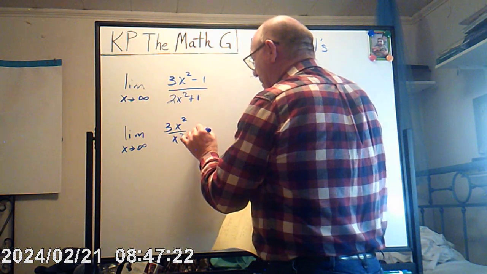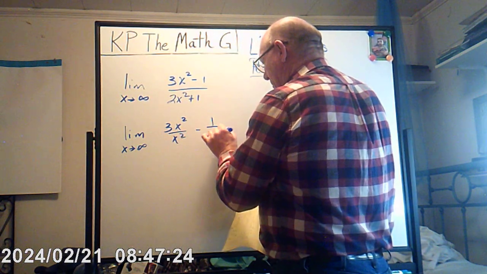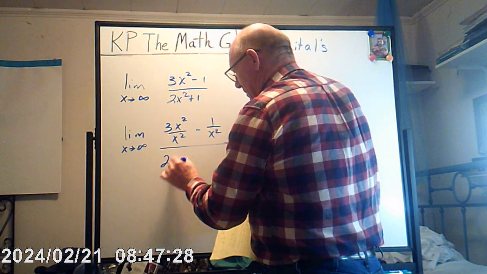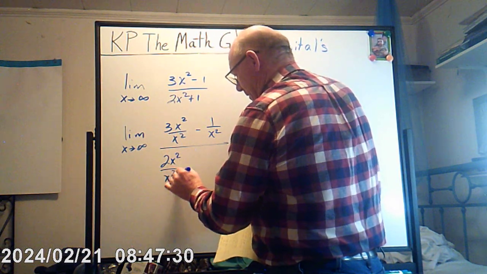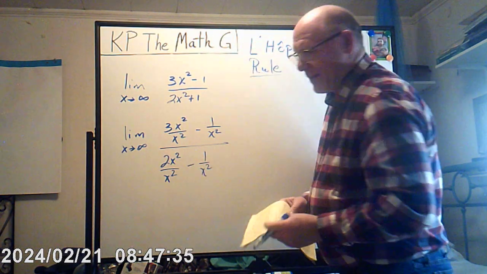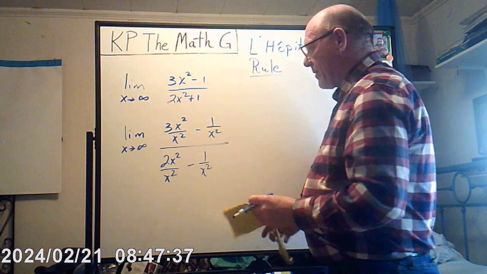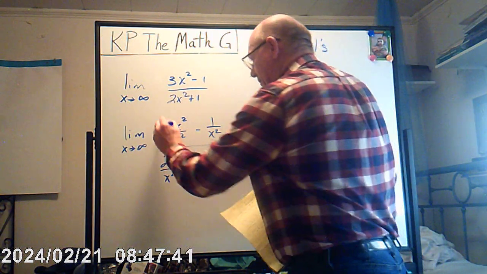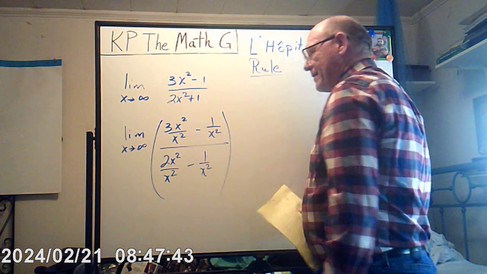x squared, like that. You're familiar with that, aren't you? 2x squared over x squared, minus 1 over x squared. Okay, and notice that each time these are gone, and of course this limit is all here.